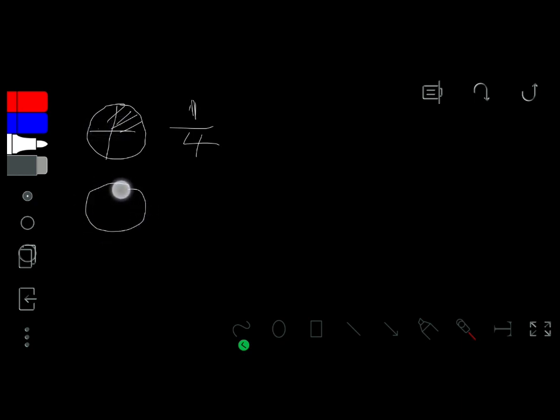Let's say that pizza is shared into 6 parts, right? And you take maybe 3. So it will be 3 over 6 or 1 over 2, which is what? Half of the pizza. Okay, now let's look at the different types of fractions that we have.